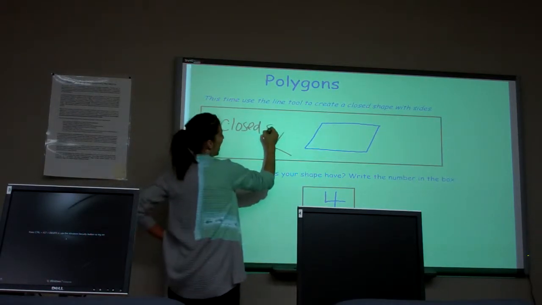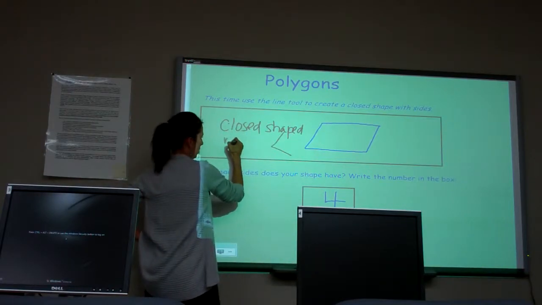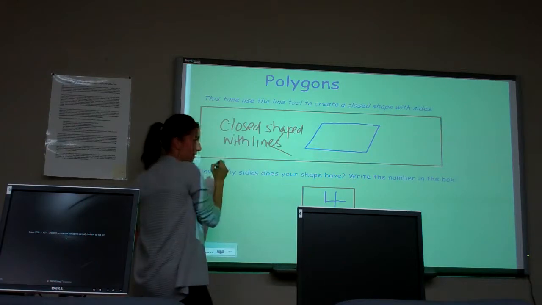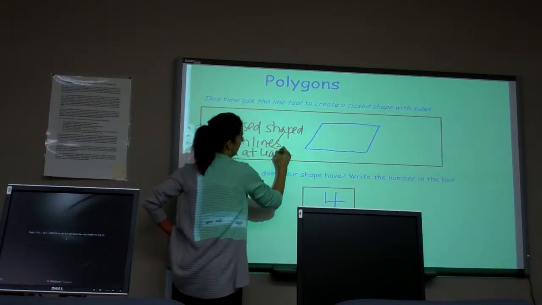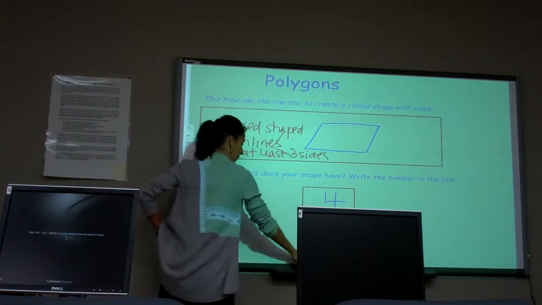It's a closed shape with lines. You can write this in your notebook too. And at least how many sides? 3 sides. Okay. Let's keep going.